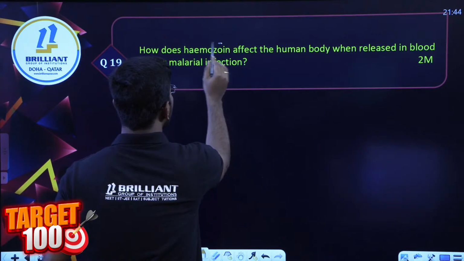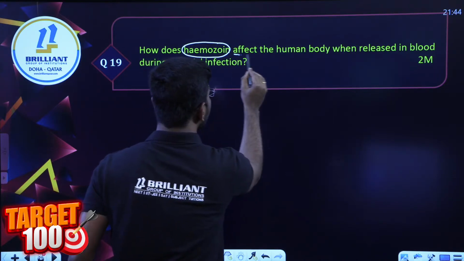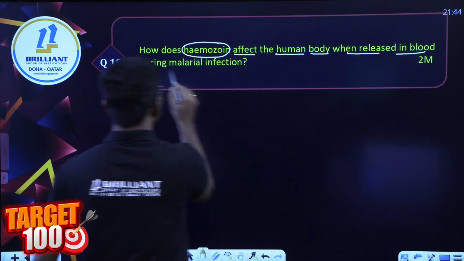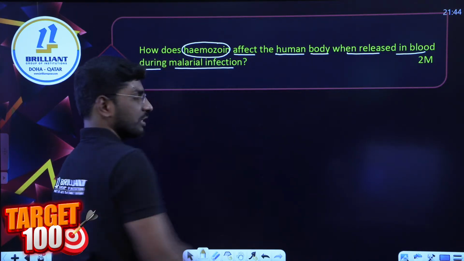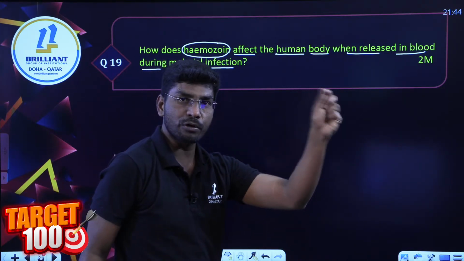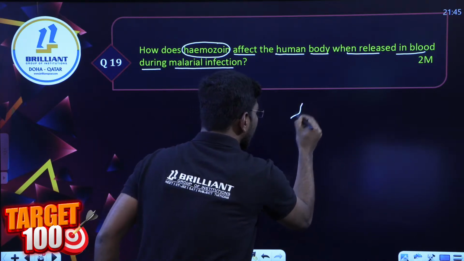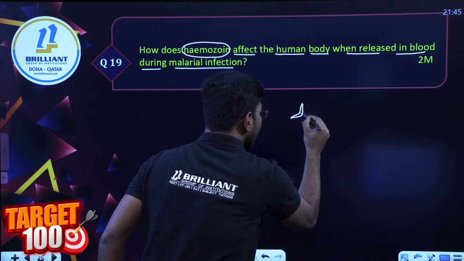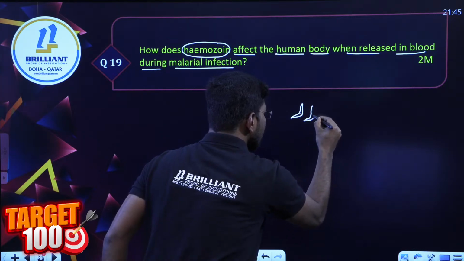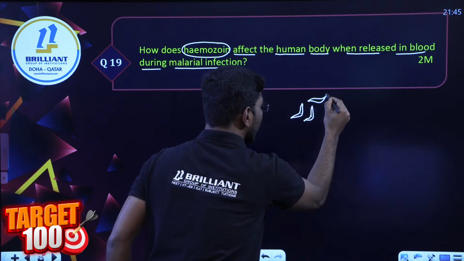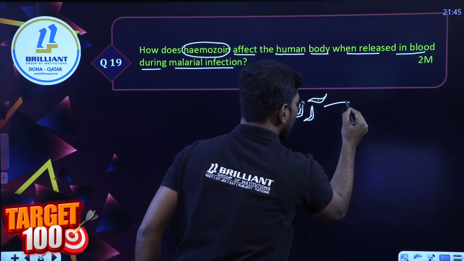How does hemozoin affect the human body when released in the blood during malarial infection? 2 minutes, focus on the board where I'm explaining. These are sickle-shaped sporozoites from malaria. They directly release into the blood and attack where?